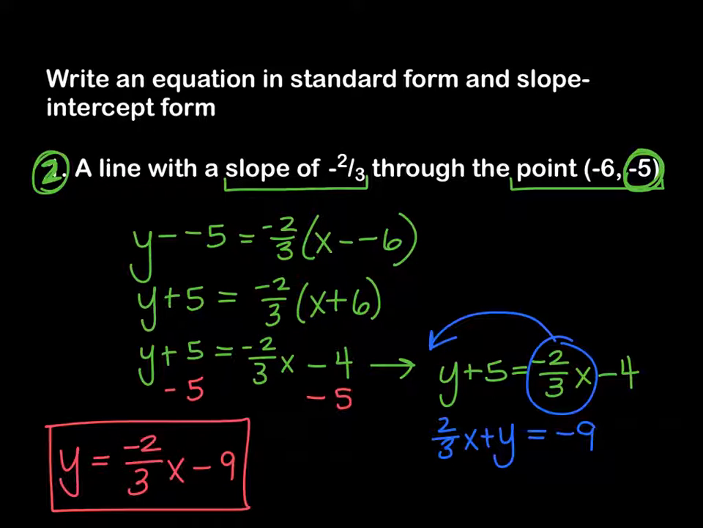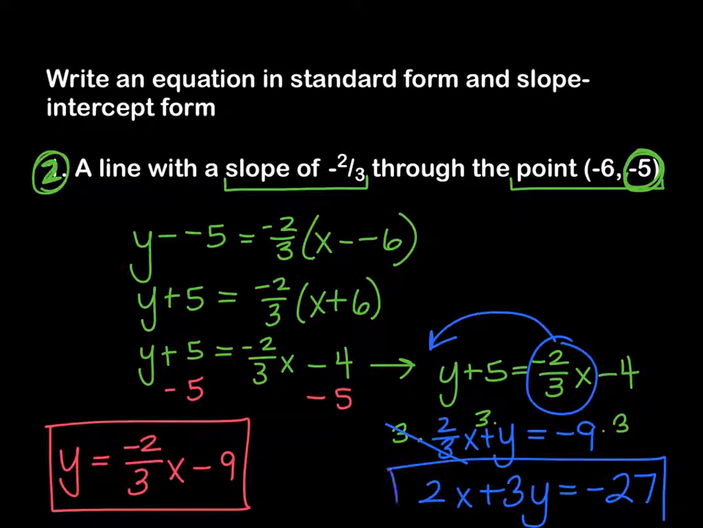And with standard form, we don't want any fractions, so that means I'm going to have to multiply everything by this denominator to simplify. And we've done this before, so you should get 2x plus 3y equals -27. All right, you just have to follow the directions on whatever the question is asking.